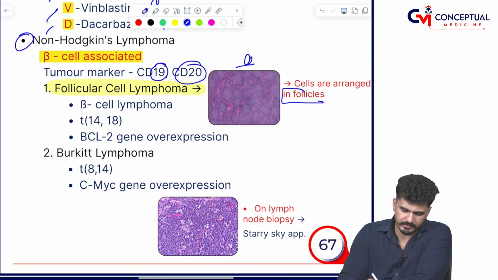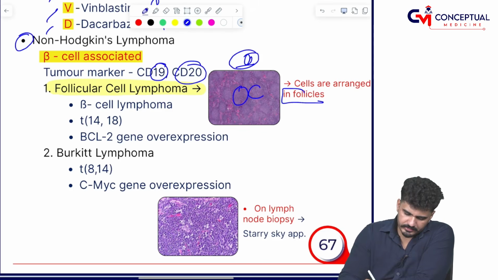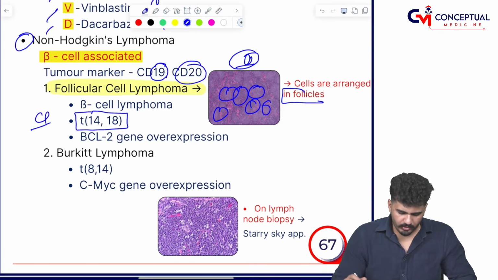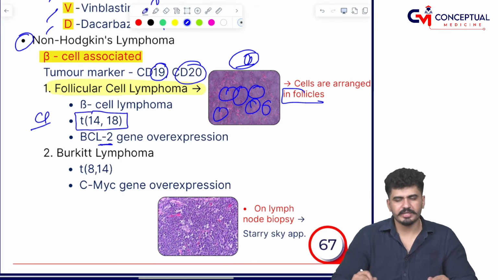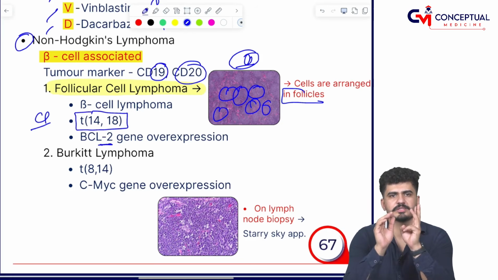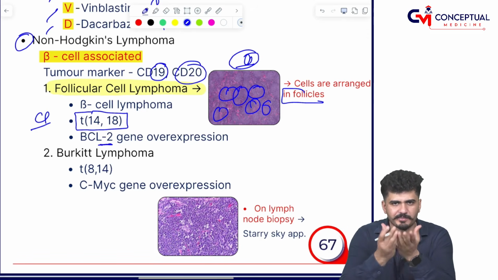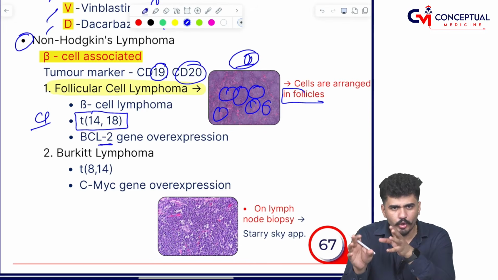In the histopath examination, you will see a slide with follicles like this. The follicular arrangement is seen. Now, B cell: translocation t(14;18) is there and overexpression of the BCL2 gene is seen, sir. So in follicular lymphoma, two things are important: one, its pattern, and second, which gene is overexpressed, that is BCL2.